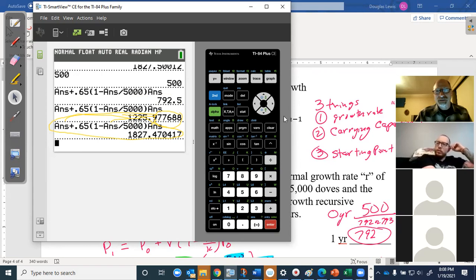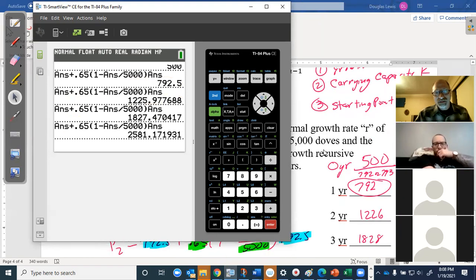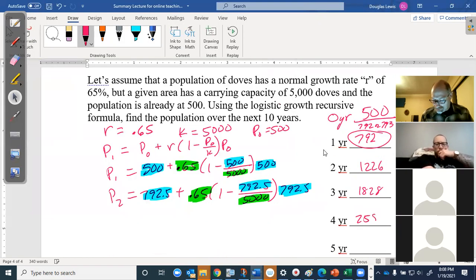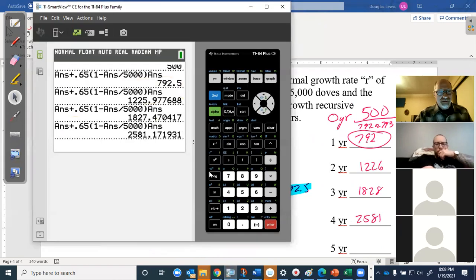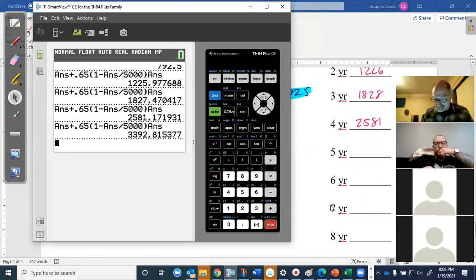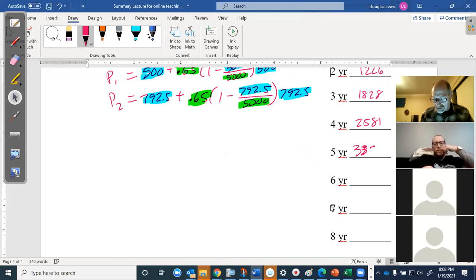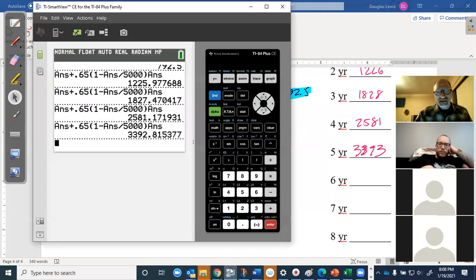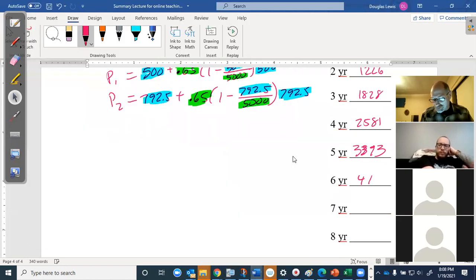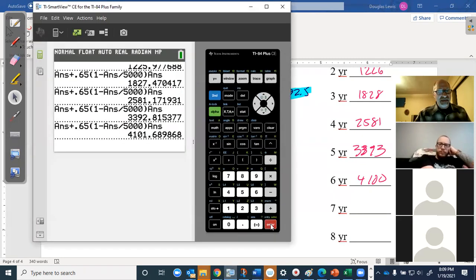How am I going to get my next one? I'm just going to hit enter again. There's year 4, 2581. Okay. Year 5, enter, 3393 for year 5. Year 6, I hit enter again, 4102, or really, I'm just going to say 4100, because the 2 in 4,000 doves is way too precise. And I can just keep hitting enter, enter, enter, enter, and look at this.